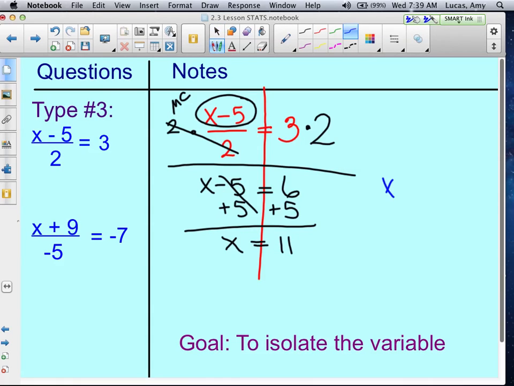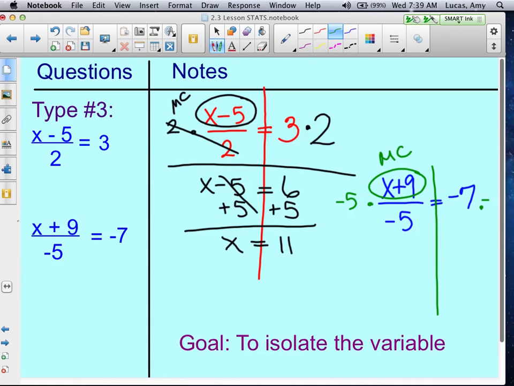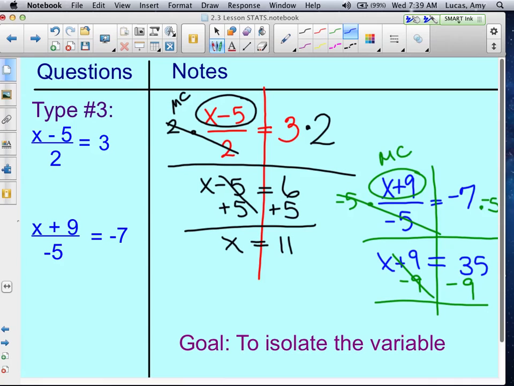One more of these. Married couple is the entire numerator. Think about if you were reading this fraction, you would say x plus 9 divided by negative 5. So what you say first, that piece that's together is your married couple. So if I multiply on this one by negative 5, I will get a positive 35 equals x plus 9. Then I subtract that 9 to cancel it out. And 35 minus 9 is 26 for my solution. Remember, you can always plug it in to check it.